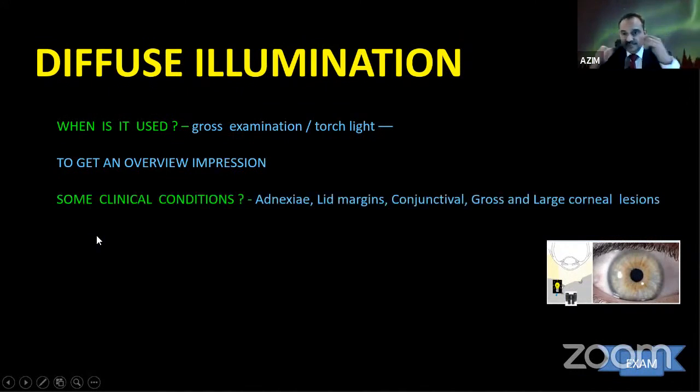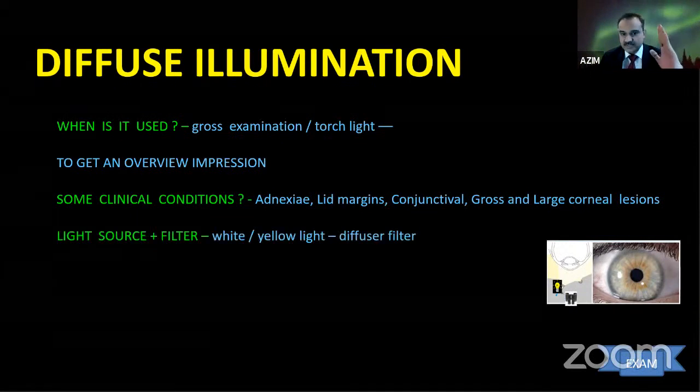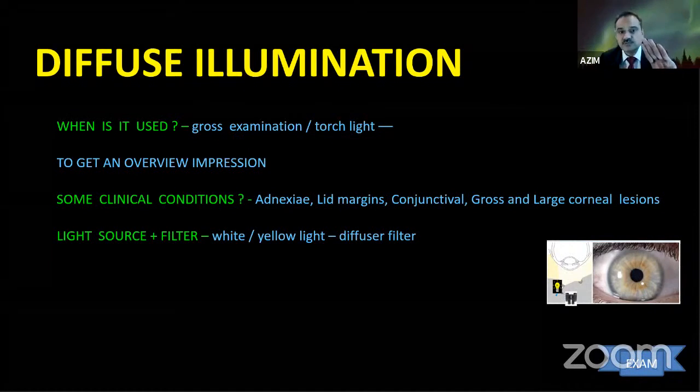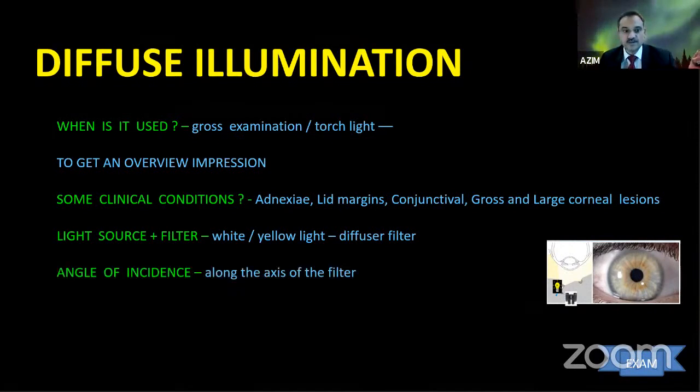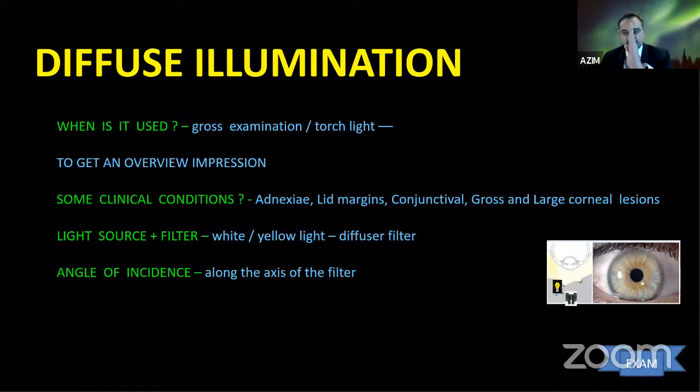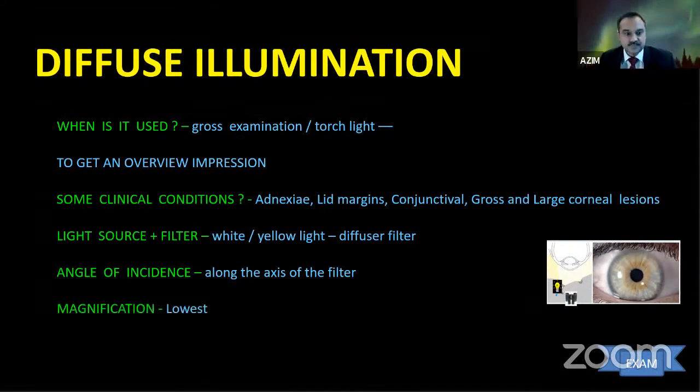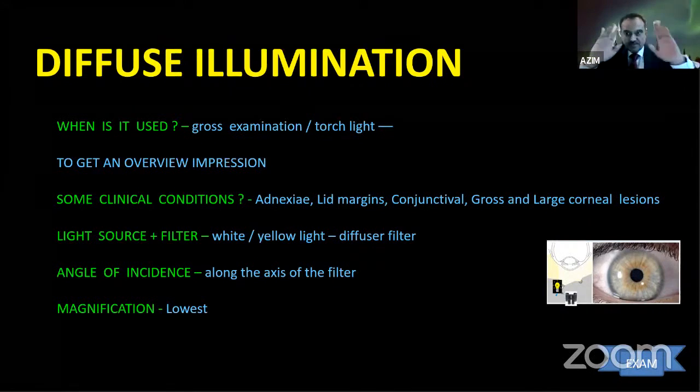In clinical situations, you just see the lids, adnexa, whatever's in front, whatever's external that you want to see, that's what you use it for. Light: white light or yellow light, preferably a diffuse filter, which was already explained very well before. Angle along the filter, and it swings along with the light, sometimes to the side, sometimes straight. Magnification is lowest because you want to see a bigger view. The higher the magnification, the smaller the view. The lower the magnification, the bigger the view.